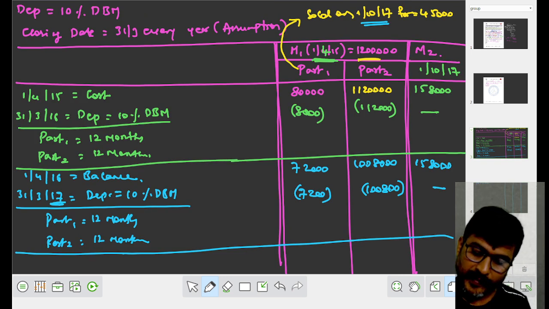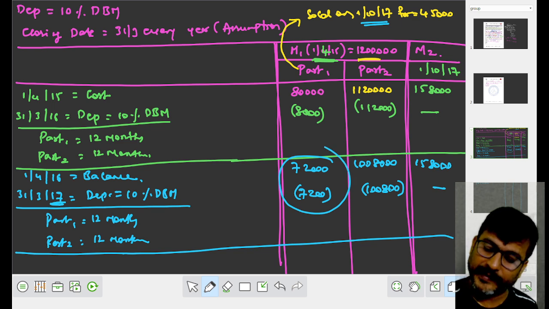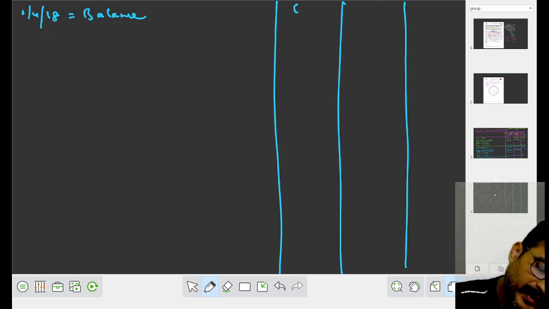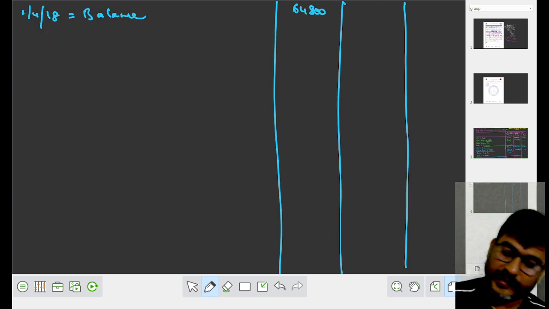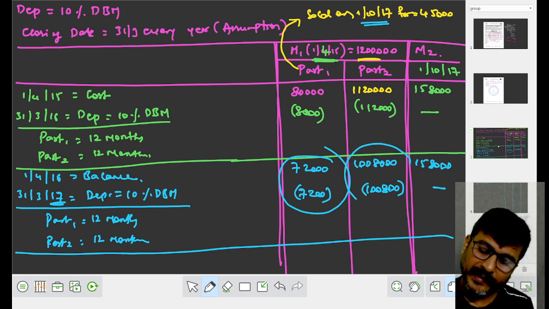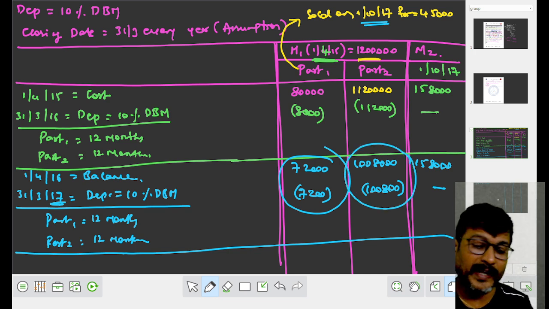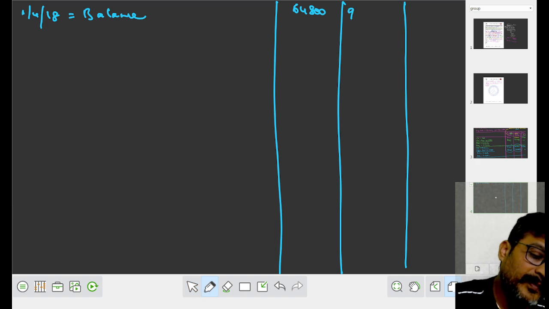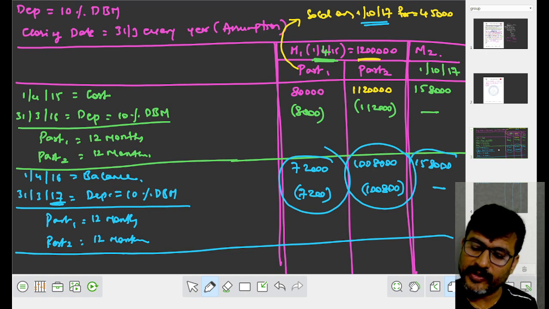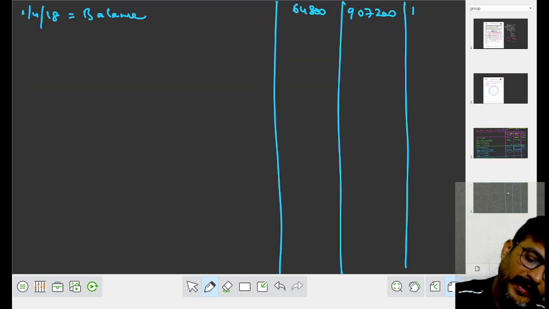Balance: 72,000 minus 7,200 comes to 64,800. Now 10 lakh 8,000 minus 1 lakh 800 comes to 9 lakh 7,200. Third machine as it is, new machine 1,58,000.